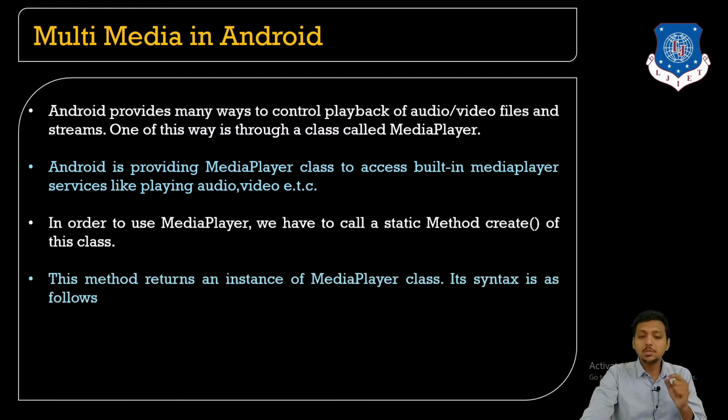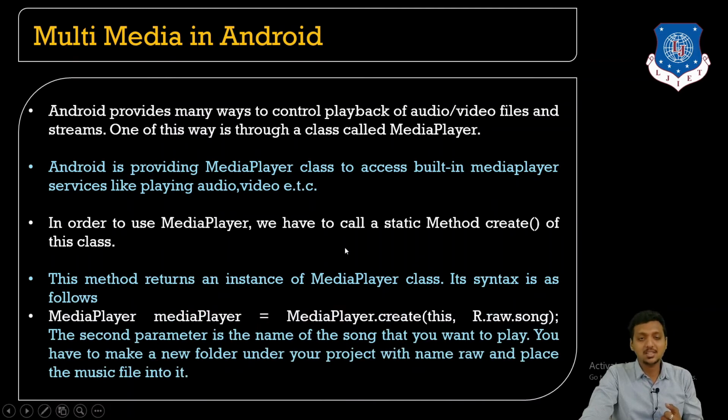In order to use MediaPlayer, students, we have to call a static method which is known as create, and to stop it we need to call stop. The method returns the instance of the MediaPlayer class and the syntax is as follows. That means, what do you need to do the very first time? You just need to create the object of the MediaPlayer by using the create method. The syntax goes like this: MediaPlayer = MediaPlayer.create(this, R.raw.song). If you are wondering what we mean by raw?